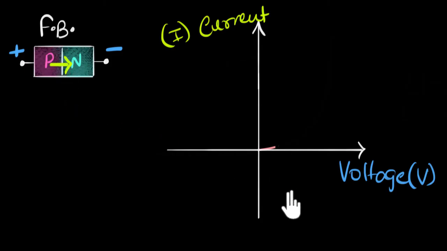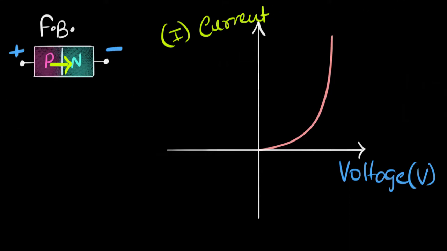But then as the voltage increases, that depletion region becomes smaller and smaller, and as a result, the current is growing. I hope you can see that. And eventually, after a particular point, the depletion region vanishes and the current skyrockets. So this is how the PN junction behaves in the forward bias. And this point, after which the current increases very quickly, we usually call the cut-in voltage.